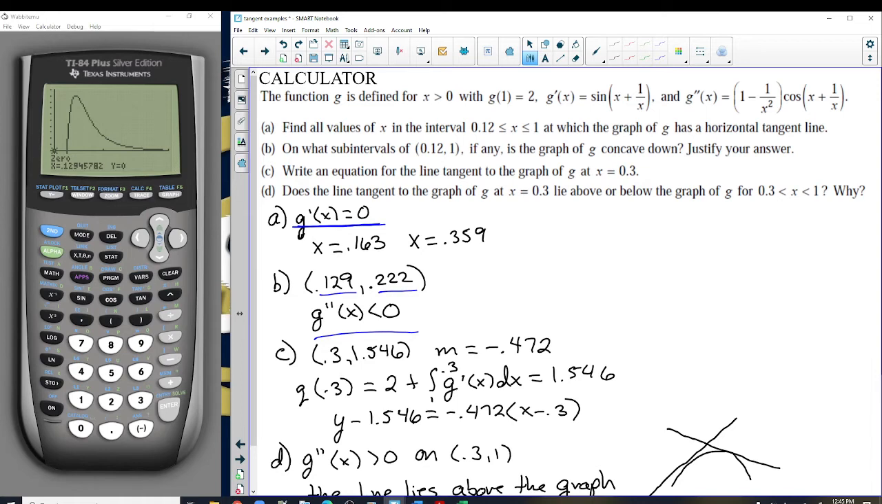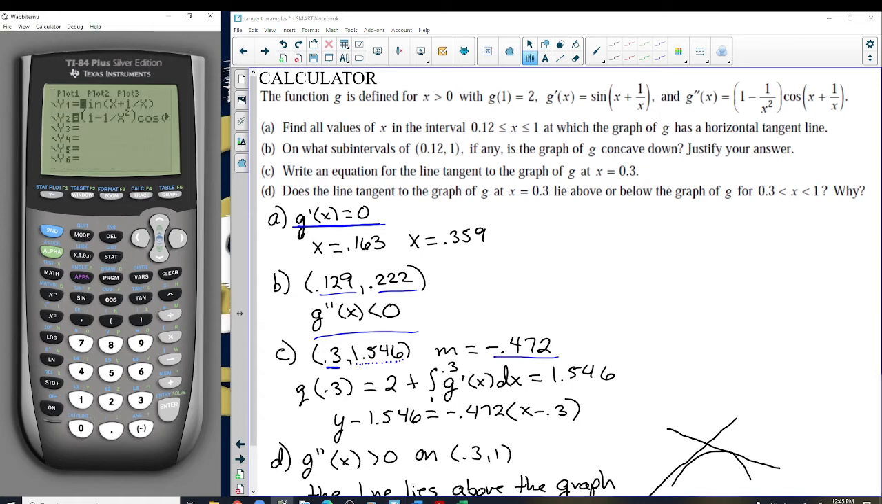C, write an equation for the line tangent to the graph of G at x equals 0.3. So we need a point, and we don't have this. We don't have that yet. And we have, do we have that? All I got to do is plug 0.3 into the first derivative.